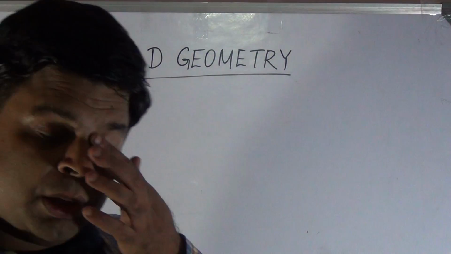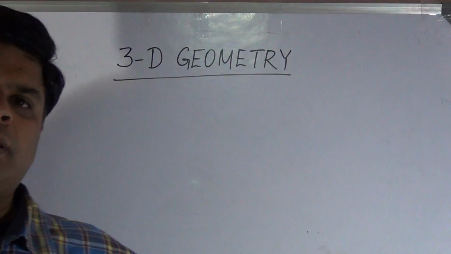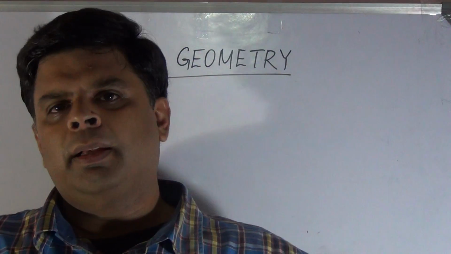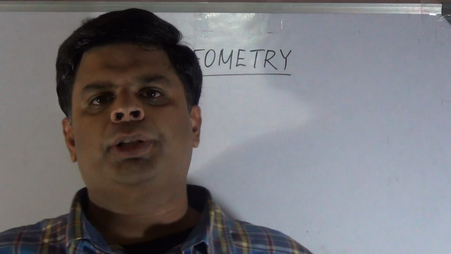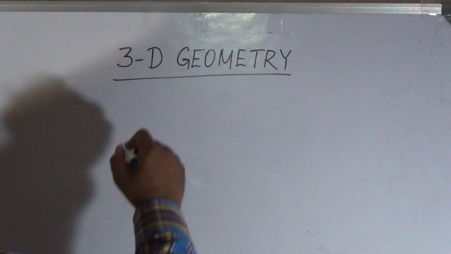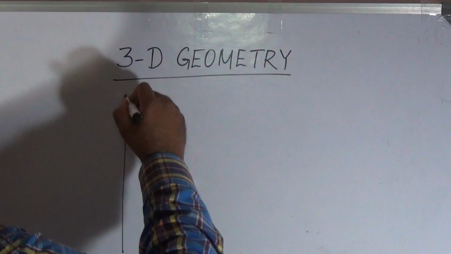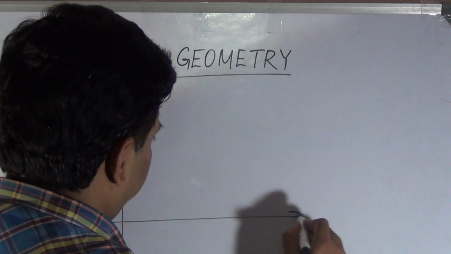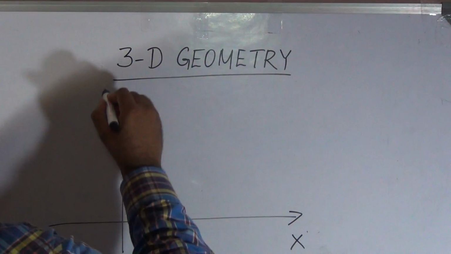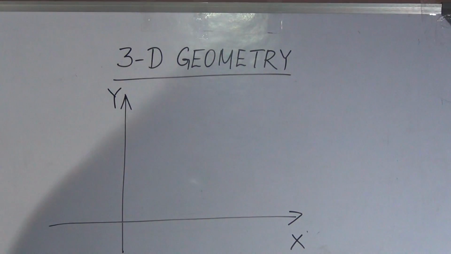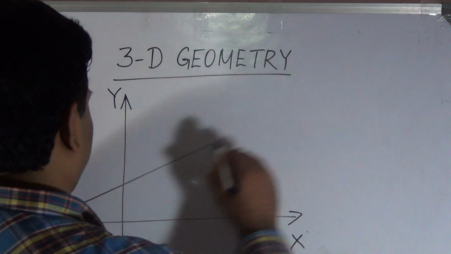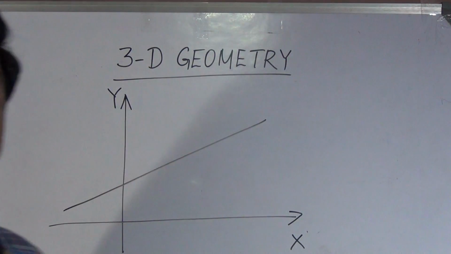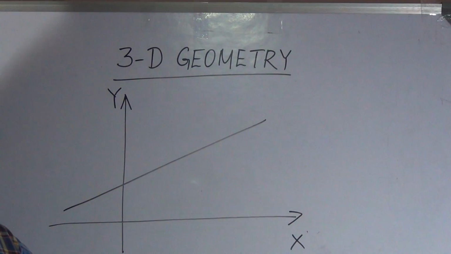So before we jump into 3D geometry, let's just recollect some facts about the equation of a straight line in 2 dimensions. So I have the 2-dimensional plane. I have my x-axis, I have my y-axis, and I want to figure out what is the equation of the straight line in 2 dimensions. Typically, how can I do this?